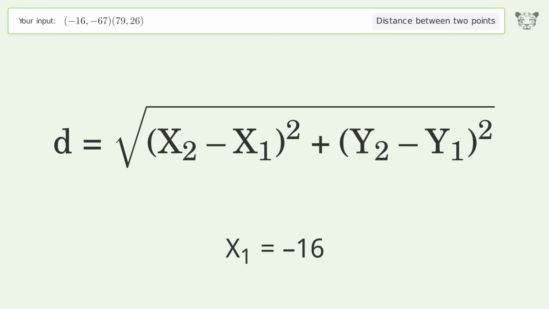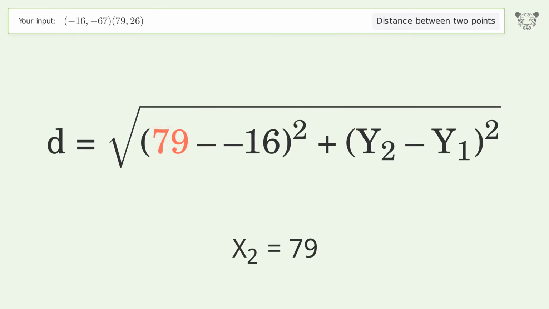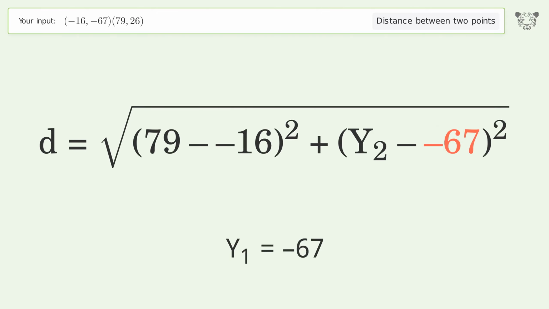x1 equals -16. x2 equals 79. y1 equals -67. y2 equals 26.